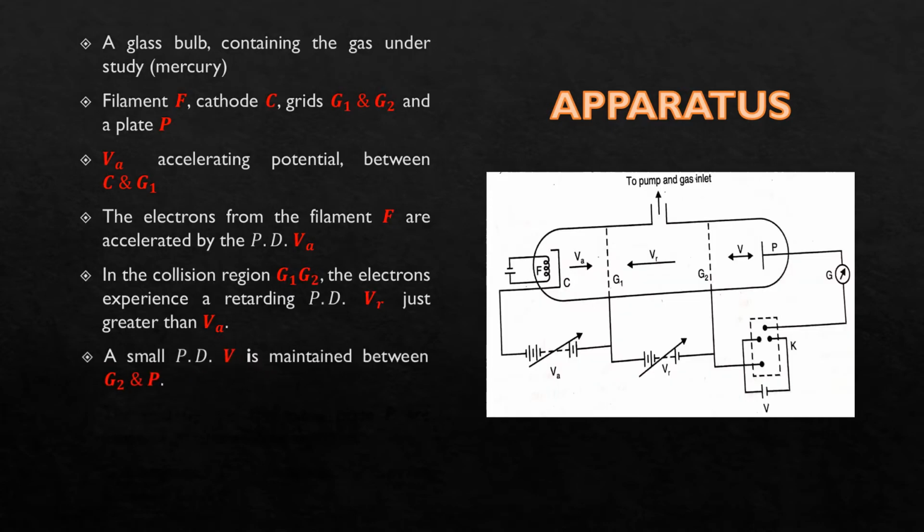Experimental arrangement of Davis and Gaucher's method. There is a glass bulb containing the gas, steady mercury. There is a filament F, a cathode C, grids G1 and G2, and a plate P, where VA represents the accelerating potential, which is placed between the cathode C and the grid G1. The electrons from the filament F are accelerated by the potential difference VA.